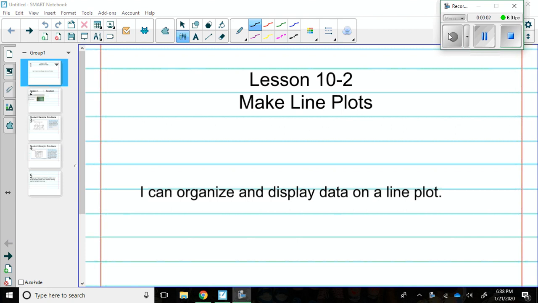Hi, fifth graders. Tonight's lesson is lesson 10-2, Make Line Plots. The I Can statement is I can organize and display data on a line plot. Press pause and write the lesson number, title, and I Can statement on a new page in your math notebook. When you're finished, press play to continue.